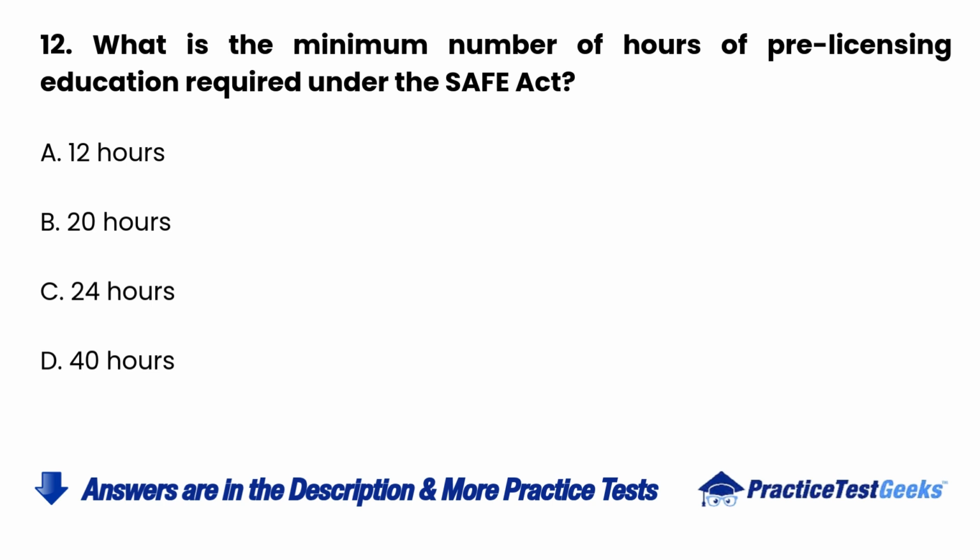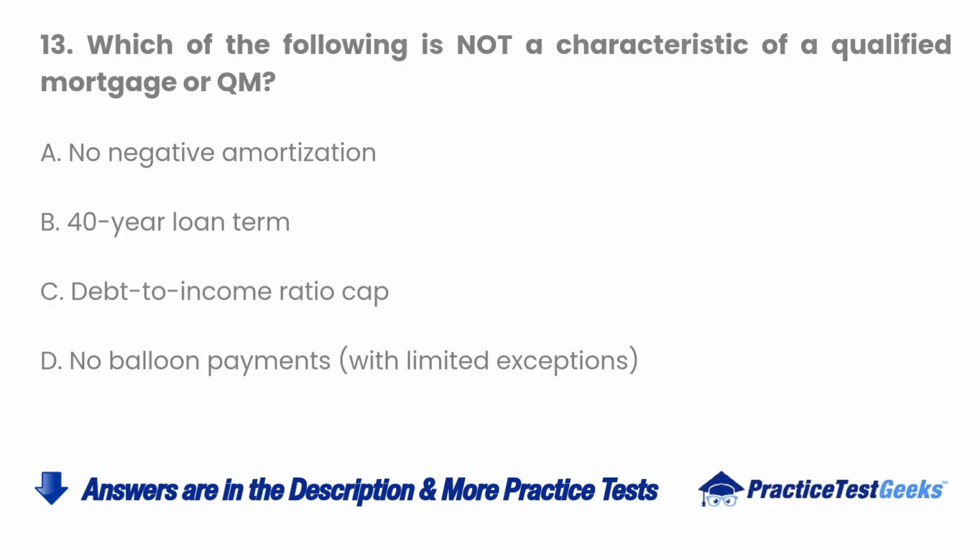12. What is the minimum number of hours of pre-licensing education required under the SAFE Act? A. 12 hours. B. 20 hours. C. 24 hours. D. 40 hours.